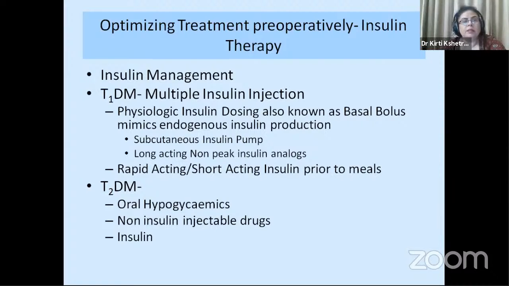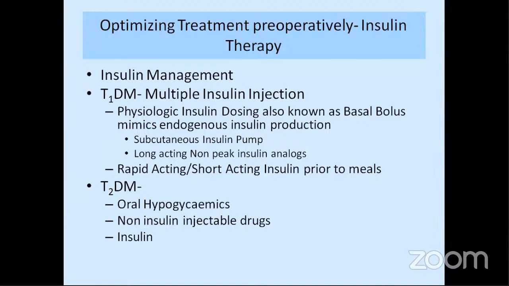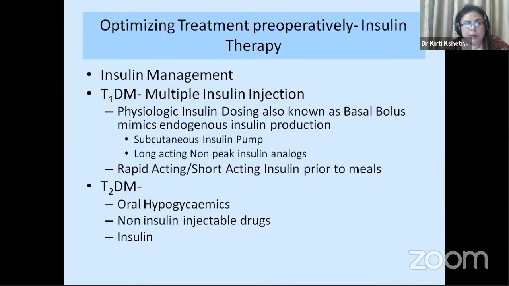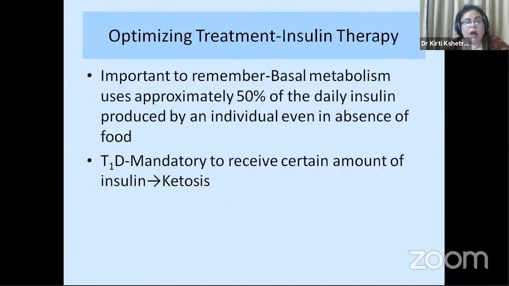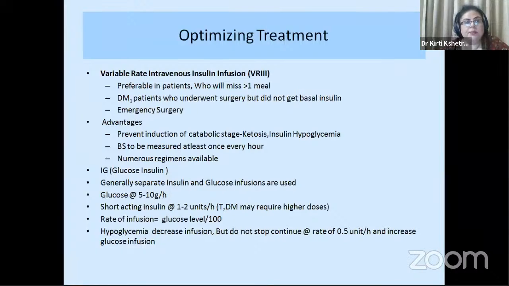Type 1 diabetics are on multiple insulin injections. Physiological dosing is given, and a rapid short-acting dose is given prior to meals. In type 2 diabetics, oral hypoglycemics, non-insulin injectable drugs, or insulin are given. It is important to remember that basal metabolism uses approximately 50% of the daily insulin produced in individuals, even in the absence of food. So it is mandatory for type 1 patients to receive insulin so that the basal requirements are met. Otherwise, ketosis can be precipitated.